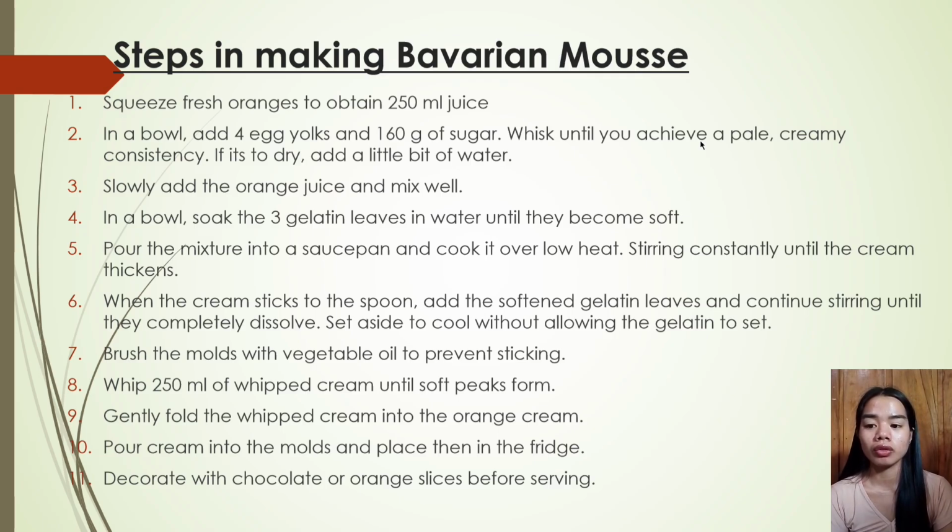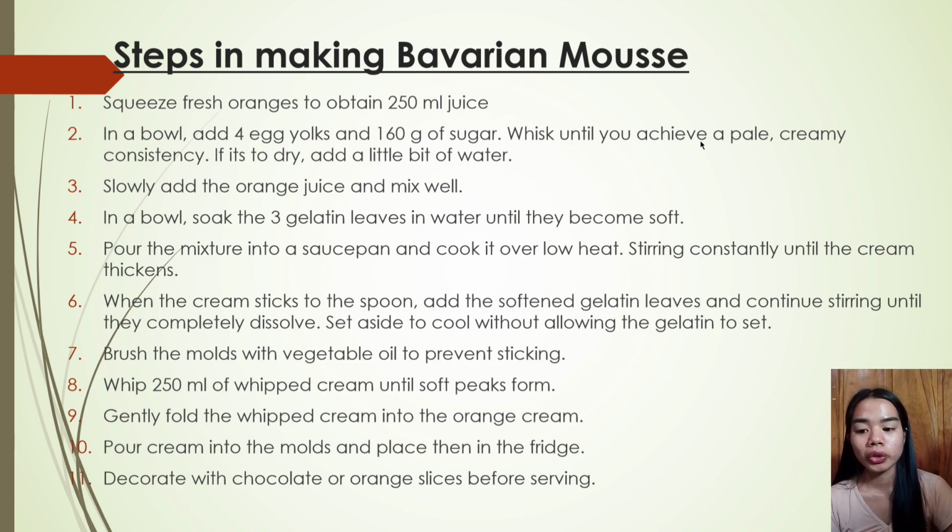Na sa una, we have to squeeze fresh oranges to obtain 250 ml juice. So next is in the bowl, add 4 egg yolks, and 160 grams of sugar. Whisk until you achieve a pale, creamy consistency. If it's too dry, add a little bit of water. Then next is slowly add the orange juice and mix well. And in a bowl, soak the 3 gelatin leaves in water until they become soft.